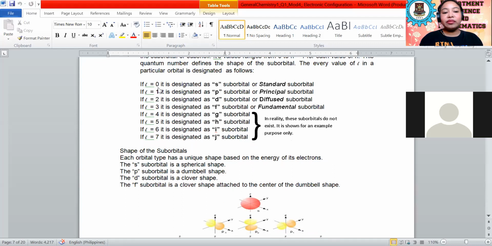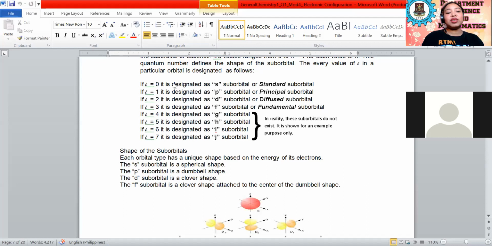So, 0 is represented with S, or standard. 1 is designated as P, or principal. 2 is designated as D, which is diffused. 3 is designated as F, which is the fundamental suborbital. So S, P, D, F. I know you are familiar with this.